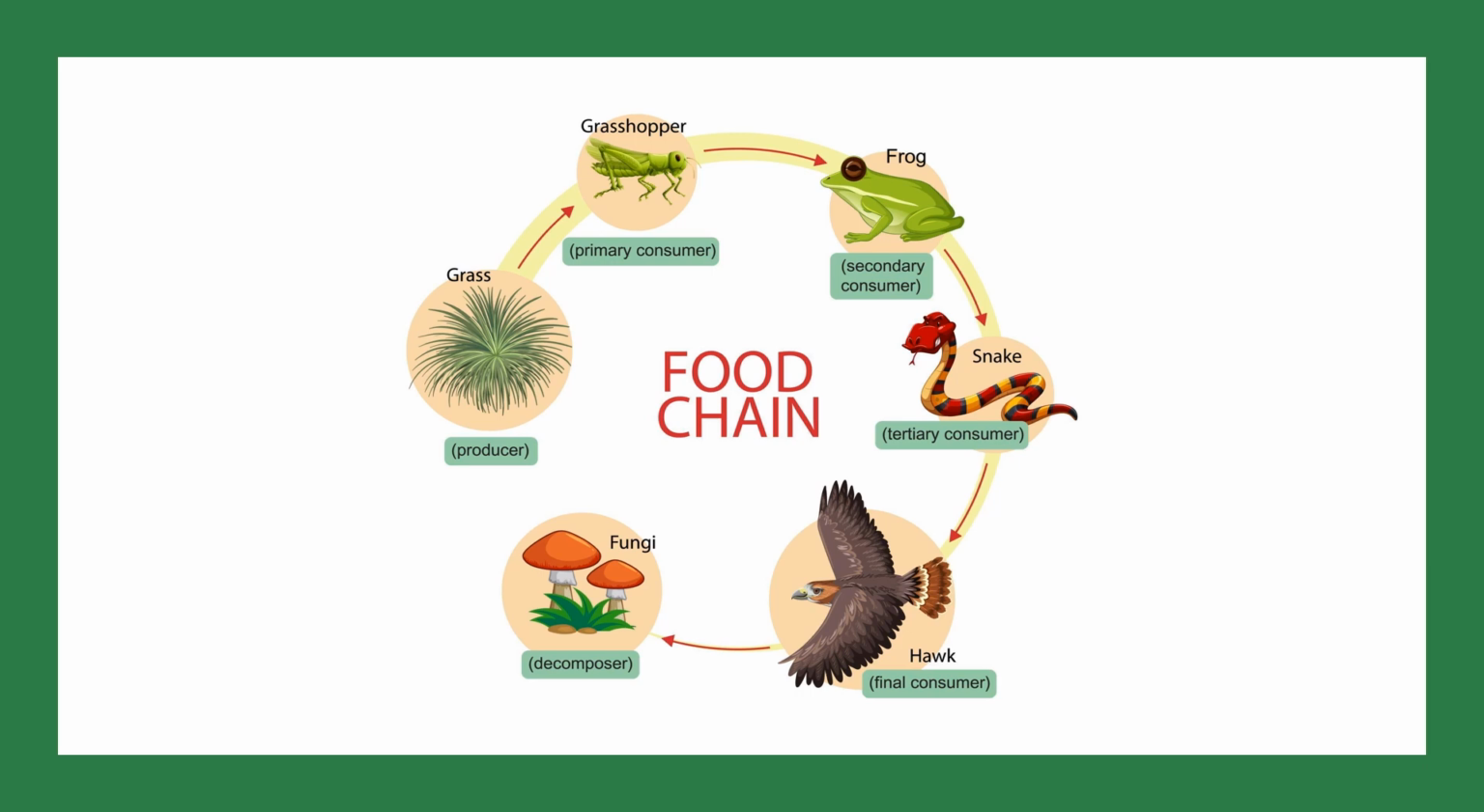The food chain consists of 5 basic stages: the producers, the primary consumers, the secondary consumers, the tertiary consumers, and the decomposers. So let's look at each one individually and define their role.